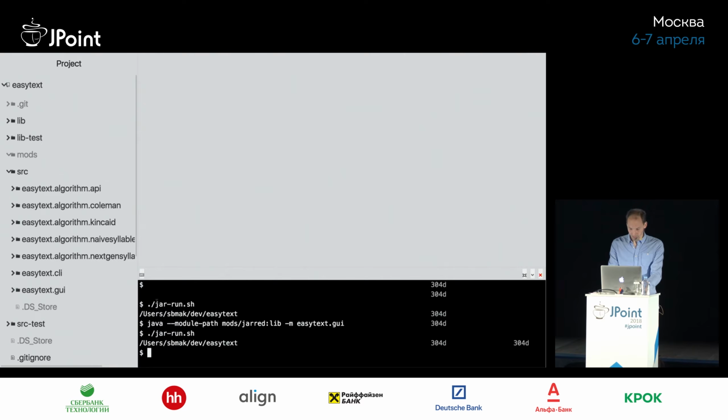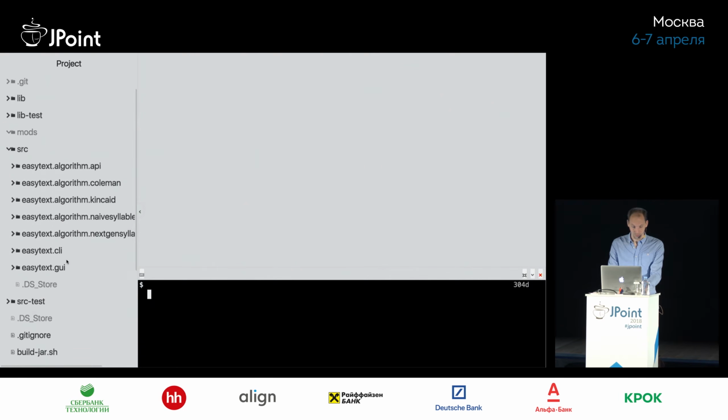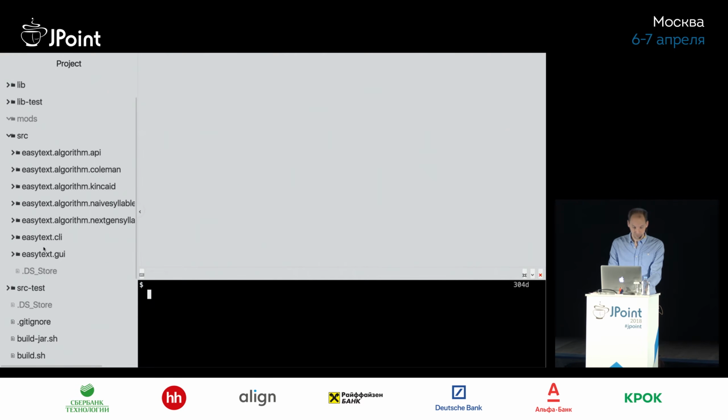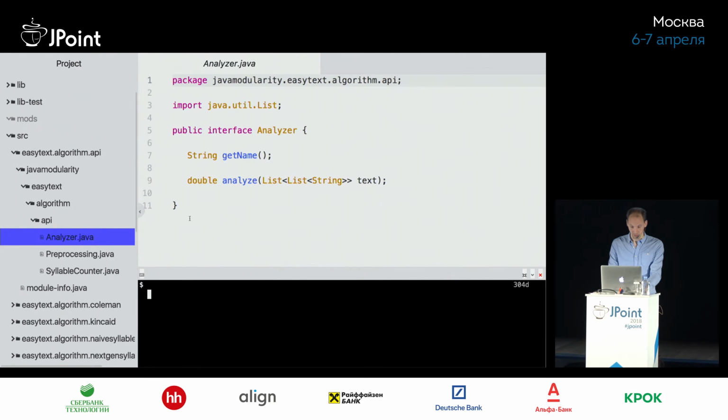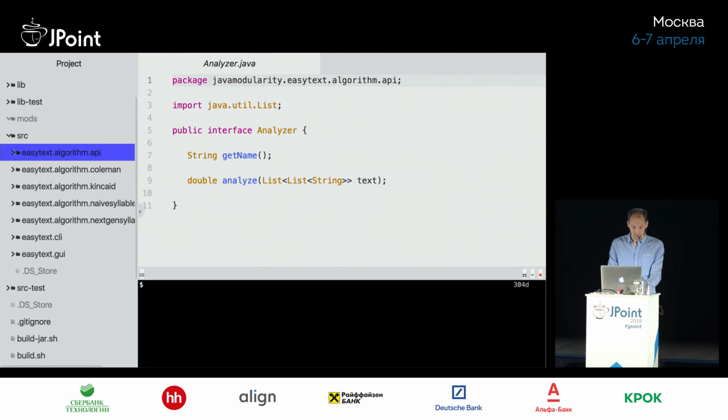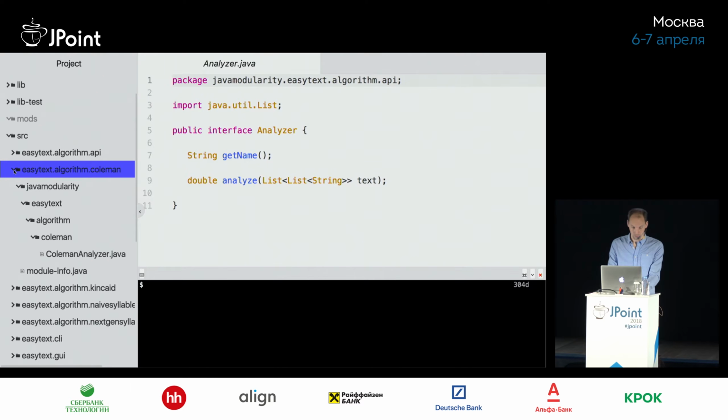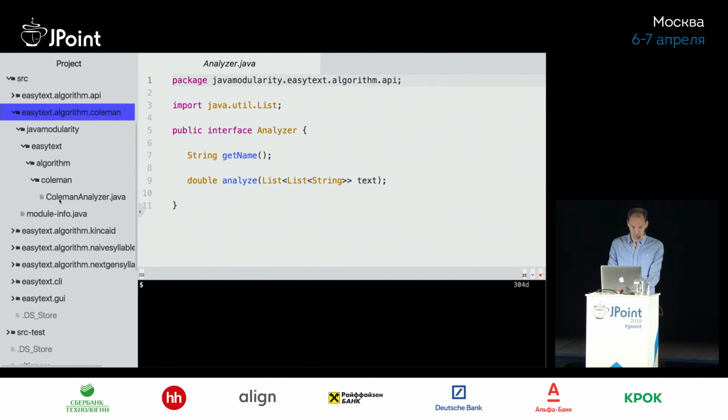So what we see here is the EasyText application broken up into multiple modules. And just to show that it's the same code as we discussed earlier, there's a simple Java interface containing getName and an analyze method that gives back the metric that we're interested in. And there are two provider modules in this case. So let's open up, for example, the Coleman provider module.